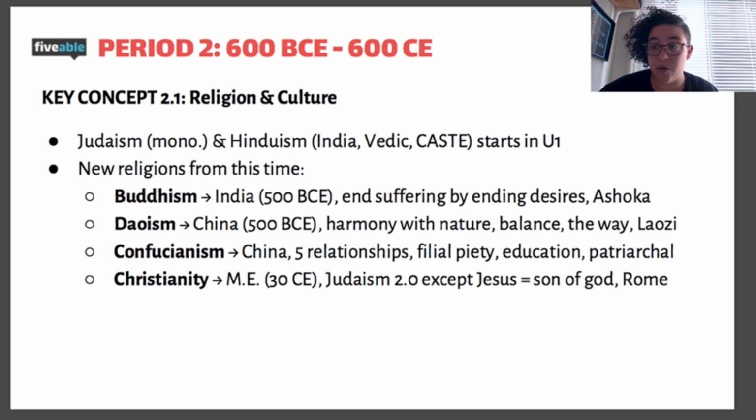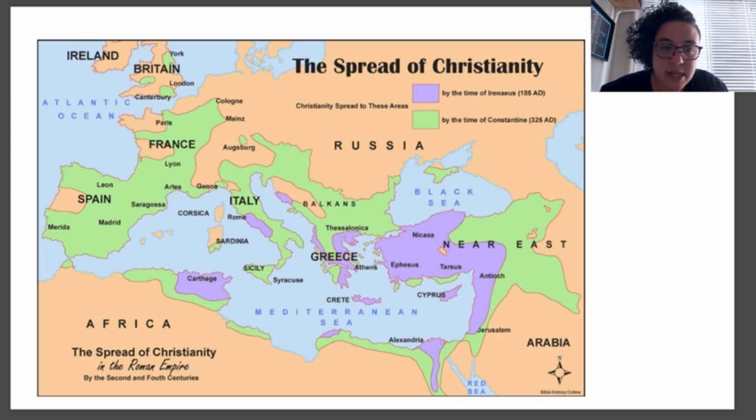And so Christianity is going to spread from the Middle East outward into Rome, and is actually one of the reasons why Rome falls. But we'll get to that in another key concept. And so here you can see the spread, especially in this time period. At first, Christians were persecuted for being Christian, and then Christianity becomes the central religion of Europe, and that will catapult it into being one of the most popular religions in the world.